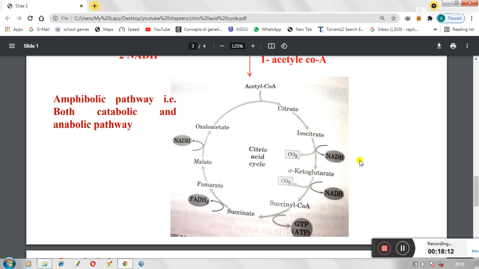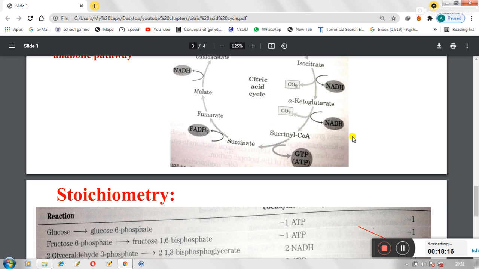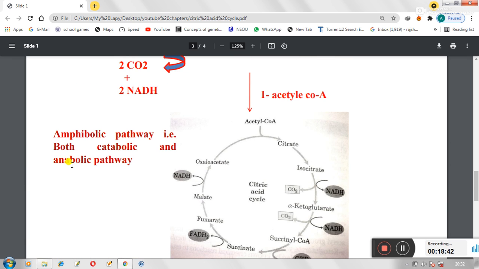So why is this anabolic pathway and catabolic pathway both running together? It is known as the amphibolic pathway. Intermediate products can help the production of different substances, such as protein synthesis or amino acid biosynthesis. Alpha ketoglutarate and succinyl coenzyme A are very important intermediates that help the production of different amino acids. So it is not called only catabolic but also anabolic. Together it is called the amphibolic pathway.